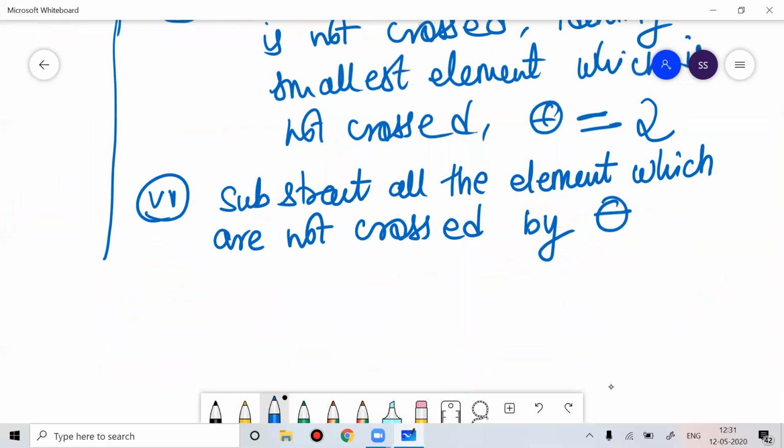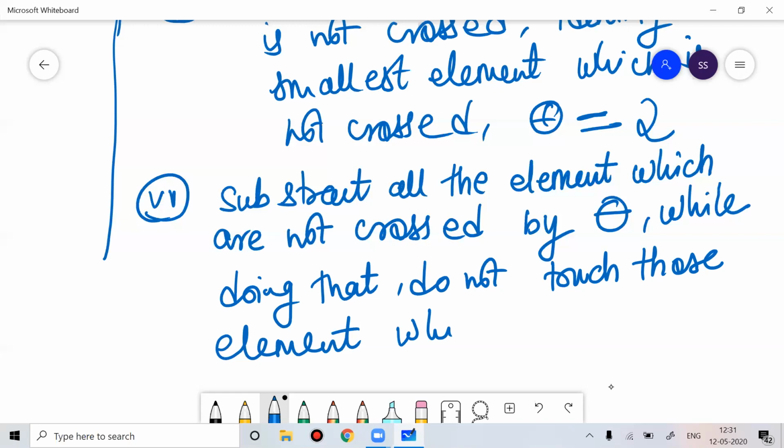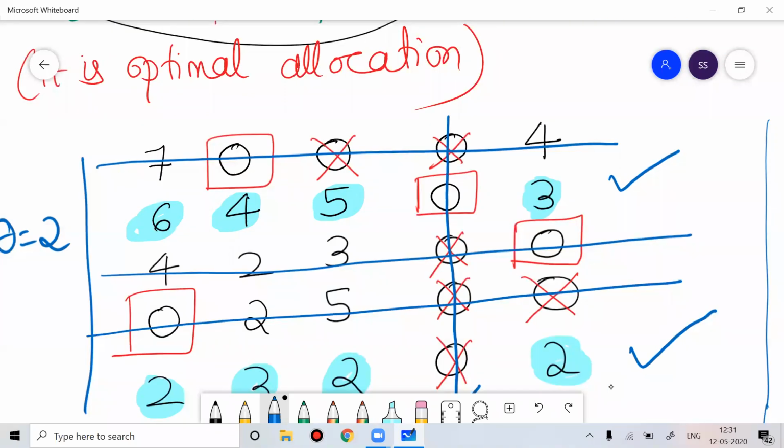Now, while doing that, do not touch those elements which are crossed. When you are subtracting, do not touch those elements which are crossed. Any element which is crossed has the blessing of God. So do not touch those elements, keep them like that.